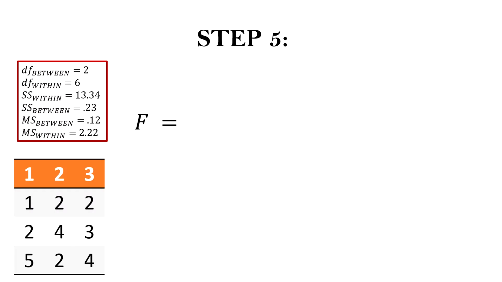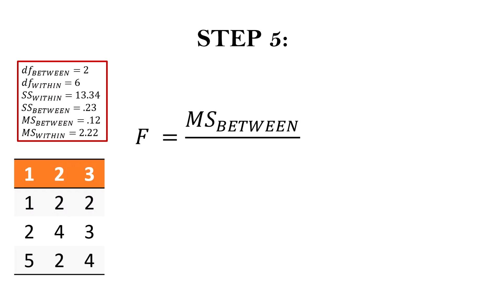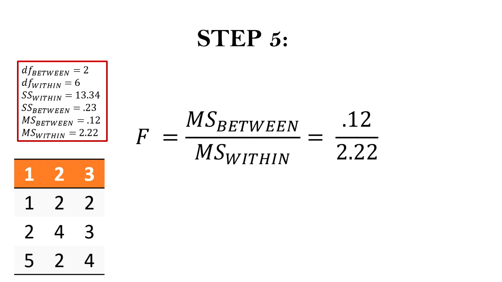Next, this is the last step, which is step 5. Finally, in step 5, we have the formula F is equal to MS between over MS within. We substitute the MS between and MS within. So, when we total it, it will be 0.05.